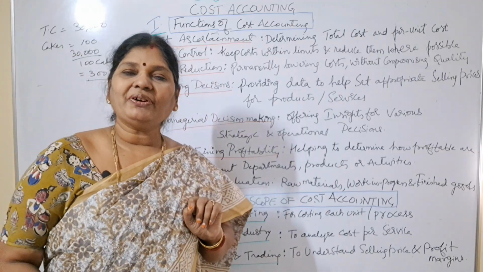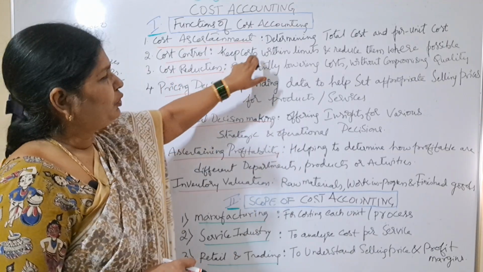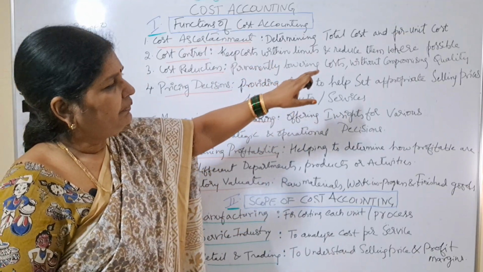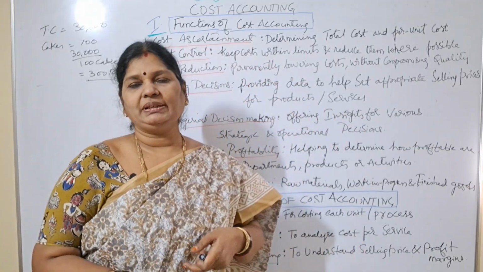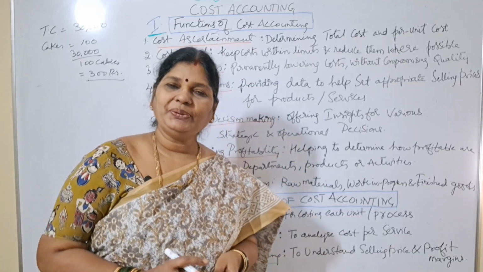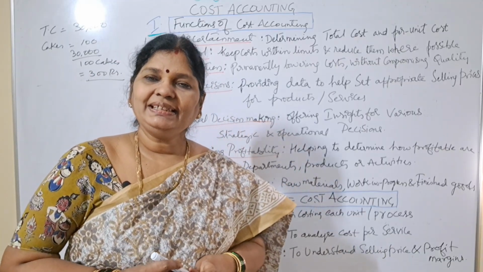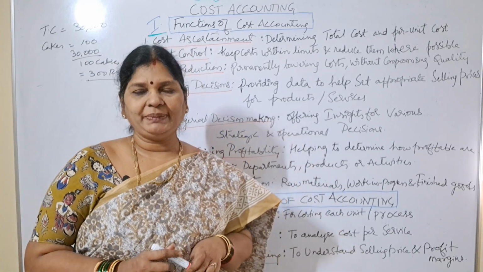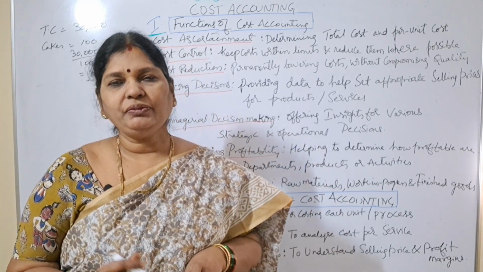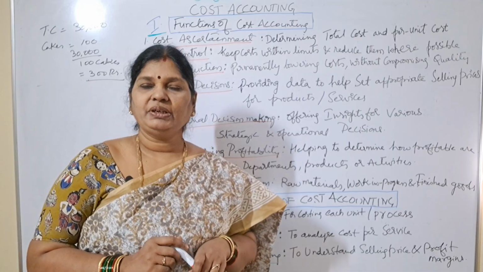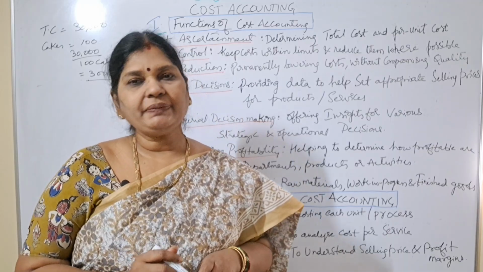And coming to the next function, cost control. What is the meaning of cost control? Keep costs within limits and reduce them wherever possible. So here I would like to quote an example from students' point of view. Generally, your parents will give you pocket money, right? So when they give you pocket money, they have mentioned that you have to control your costs. So the pocket money per month is rupees 5,000.